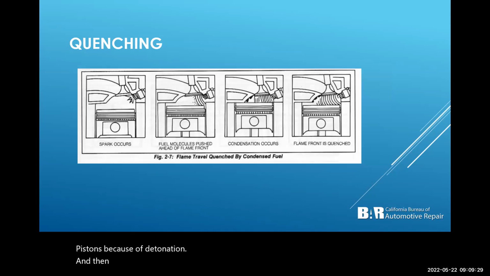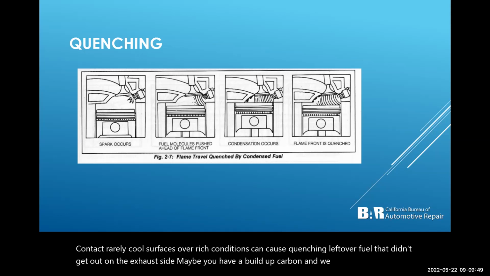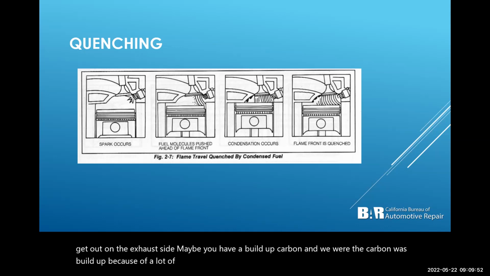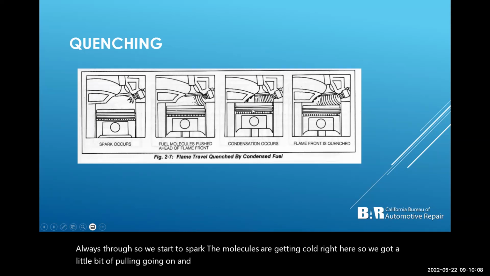And then we have quenching. Quenching occurs when unburned fuel molecules contact relatively cool surfaces. Over-rich conditions can cause quenching: leftover fuel that didn't get out on the exhaust side. Maybe you have a buildup of carbon, and the carbon was built up because of a lot of fuel, and now we have extra fuel on top of the carbon. Now it causes the flame front to cool down, so it doesn't propagate all the way through. So we start the spark, the molecules are getting cold right here, so we get a little bit of pooling going on, and then of course it stops the whole process.